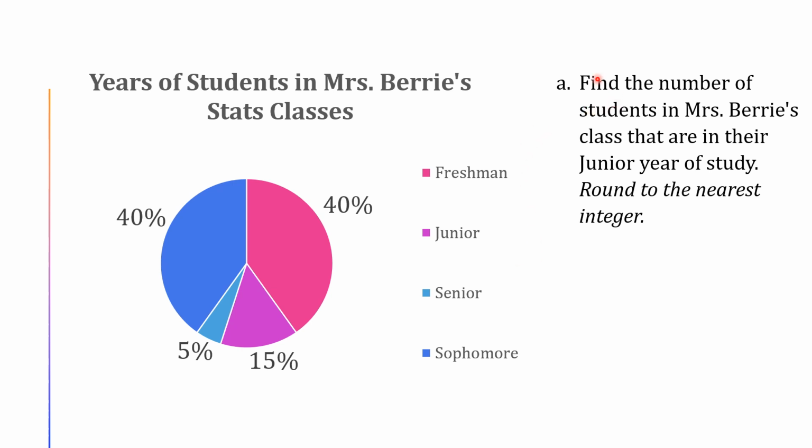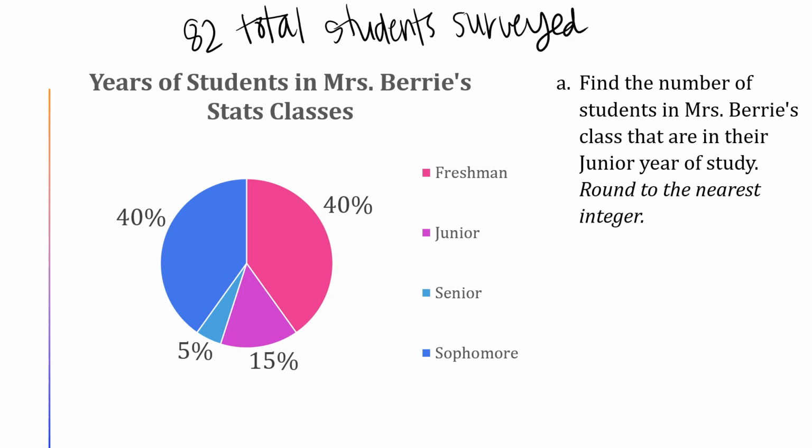We're supposed to find the number of students in Miss Berry's class that are in their junior year of study. From that last page, we learned that 82 total students were surveyed. And juniors, we said 15% of the class was juniors. So we take our 82, multiply it by 15%, which as a decimal is 0.15.